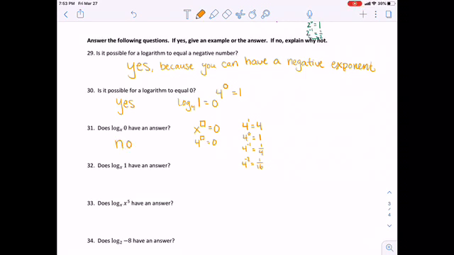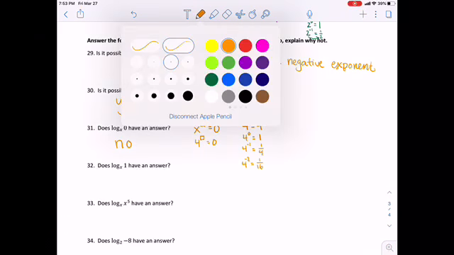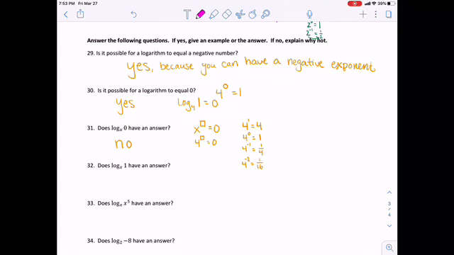Number 32, does log base x of 1 have an answer? Well, I'm going to do a color switch, sorry. Remember how this x is our base, so we want to know x to the what power would equal 1. Well, if I take anything to the 0 power, I know that it does equal 1, which means that yes, this does have an answer. The log base x of 1 would equal 0, because anything to the 0 power would equal 1.